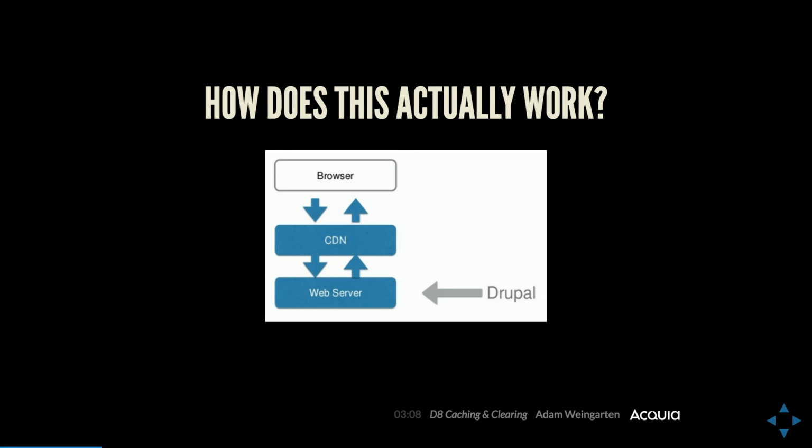How does this actually work? It's just like before. The browser requests something from the CDN. The CDN checks and says, do I have it? If I do, I'm going to send it back to you. If not, I'm going to go back to the web server and see if the web server has it, and it's just going to keep bouncing back up.